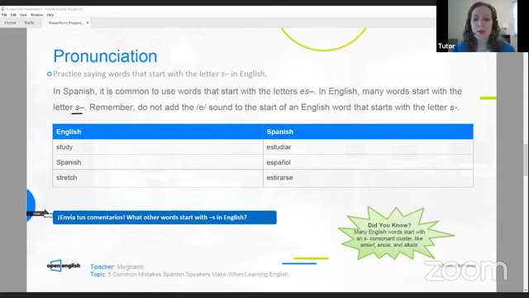So envía tus comentarios. What other words start with S in English? I want to see your ideas. What other words start with S in English? Oh, I see some more comments from the previous page.